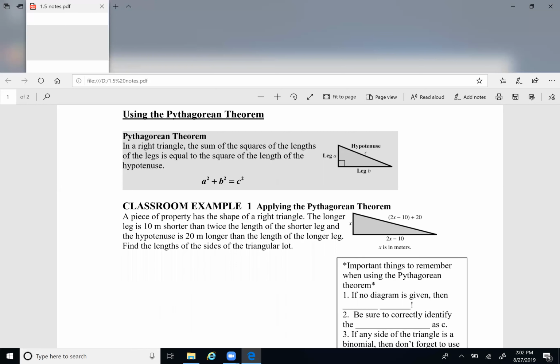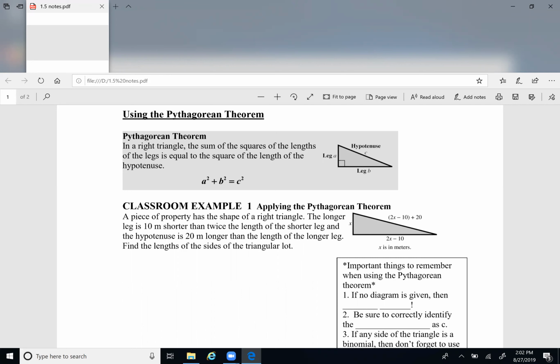And so the Pythagorean Theorem says if we know two of the three parts of any right triangle, we can find the third side of that right triangle by using a squared plus b squared equals c squared, where c is always representative of the hypotenuse.